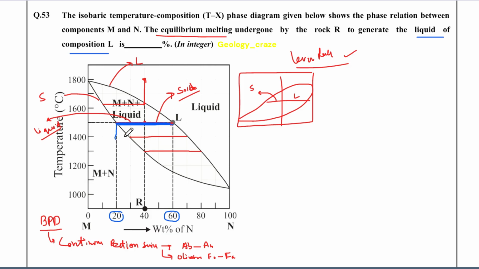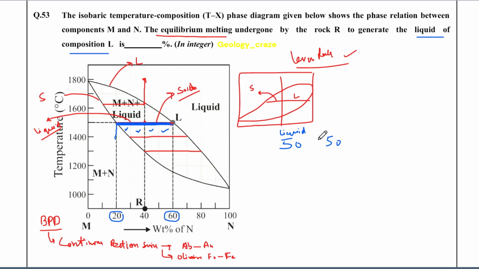How many divisions are there? Here to here, one division, two division. Two divisions are on our left side and two divisions on the right side. So it is in between. So how much will we get? 50-50. We will get 50 in liquid without using any formula, just the graph.